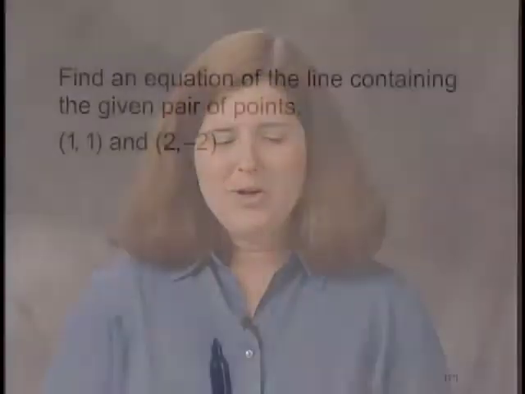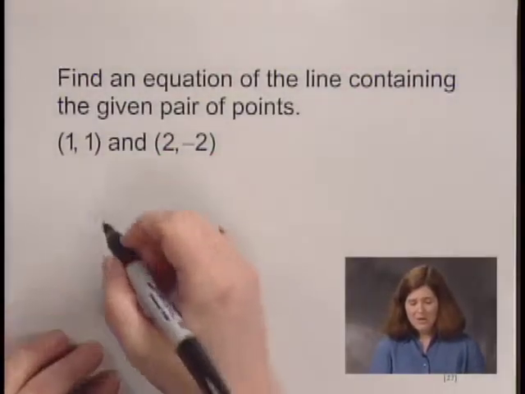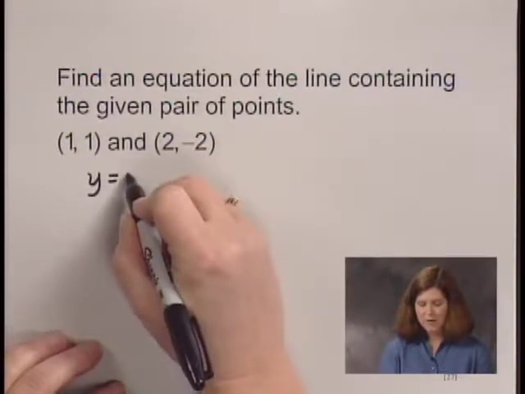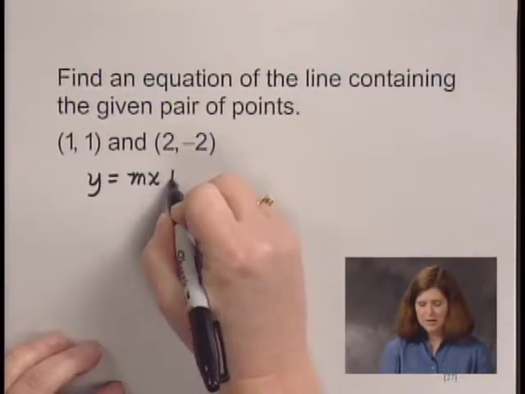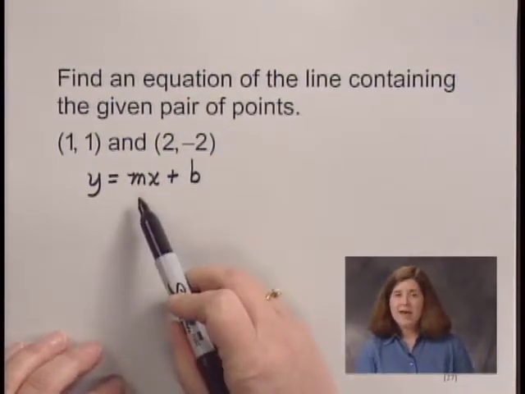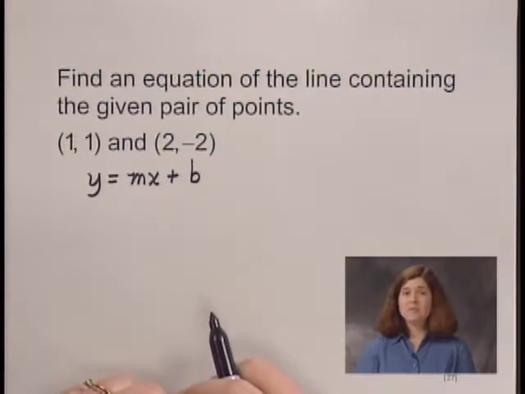In this problem, we'll find an equation of a line. We'll find an equation of the line containing the points (1, 1) and (2, -2). We note that the line has an equation of the form y = mx + b, but we are not given either m or b. However, we are given enough information to find m and b.